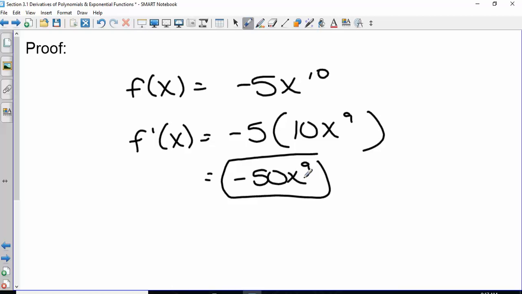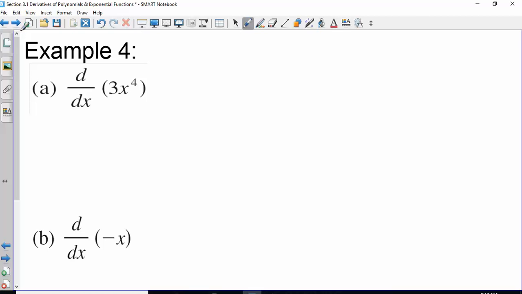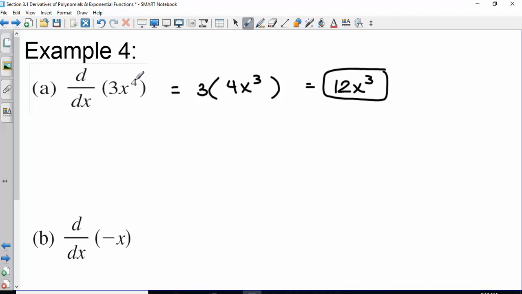Do you guys want to see the proof for it, or do you trust me? Alright, let's do a couple then. So if I ask you to do the derivative of 3x to the 4th, the 3 just stays, times, what's the derivative of x to the 4th? 4x cubed, and so we get 12x to the 3rd. So all you really end up doing is when you bring your exponent down, you multiply it with the number that's there.